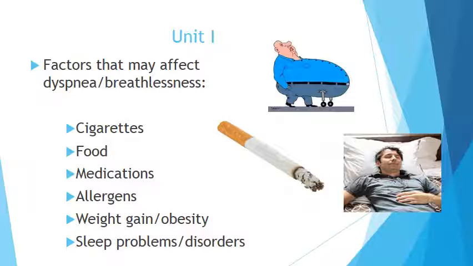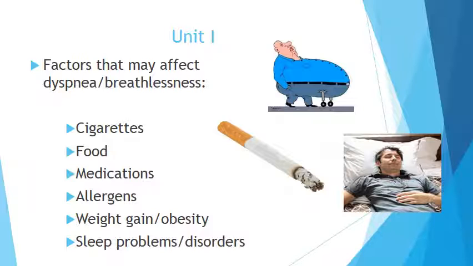It is known that if a patient eats foods that can cause their CO2 levels to go up, it can cause their body to be acidic, and it can make them short of breath. One example of that will be broccoli. Medications can cause a patient to be dyspneic and short of breath. Allergens, of course, can affect their lungs and make them short of breath.